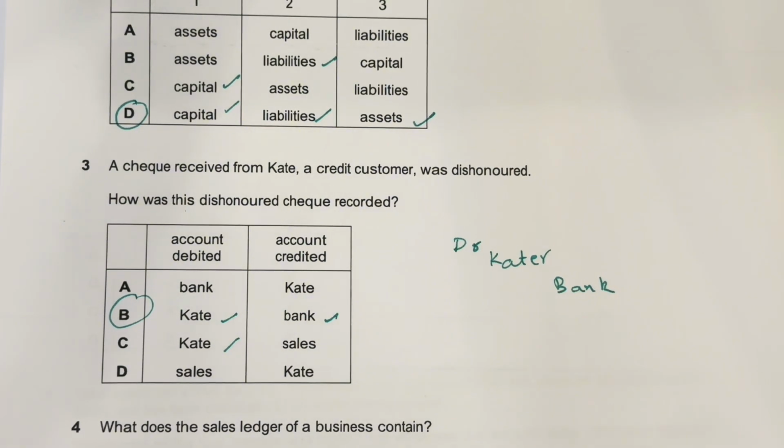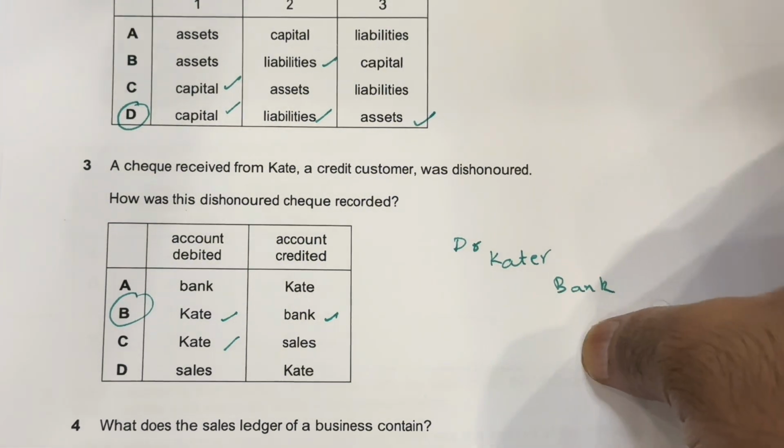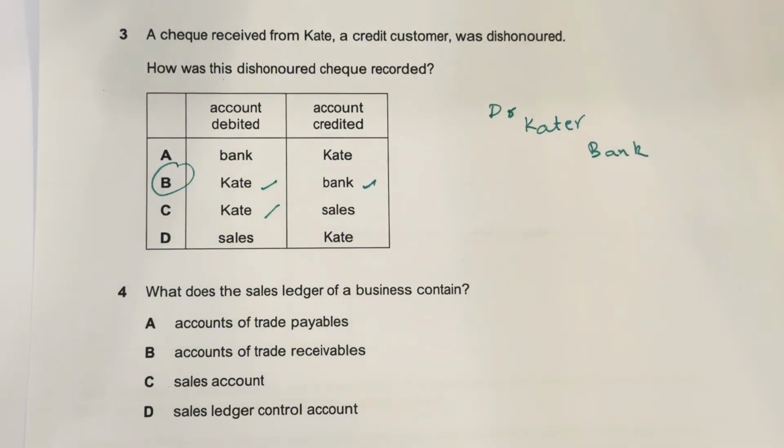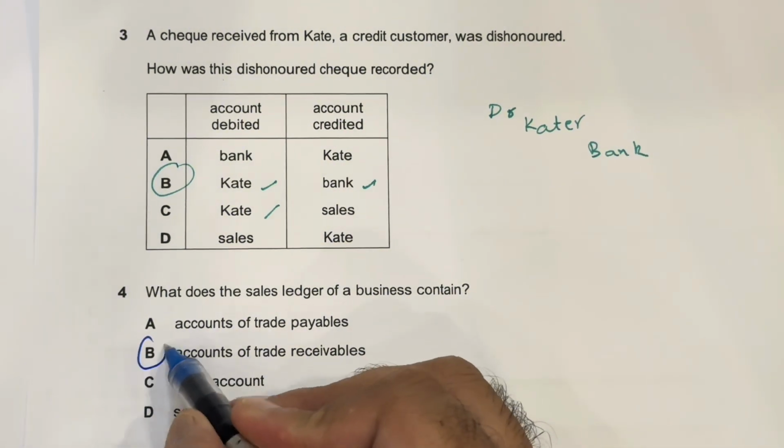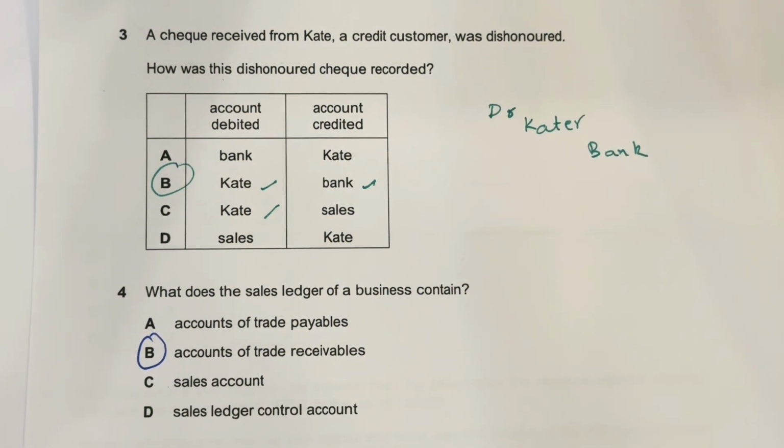Now we will move to question number 4. What does the sales ledger of a business contain? This is again a very easy question. Accounts of trade receivables is the correct option. We know that accounts of trade payables are recorded in the purchase ledger, and the sales account and sales ledger control account are the wrong options. So the only correct option is accounts of trade receivables.